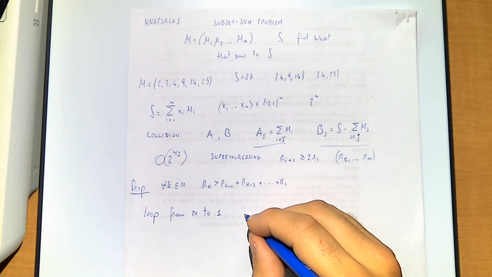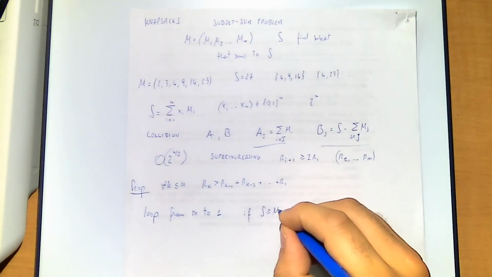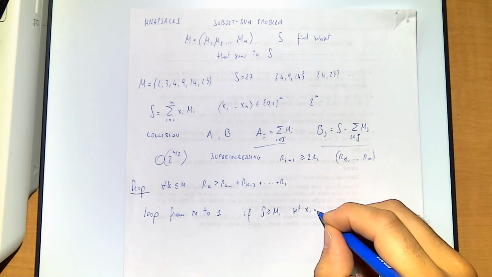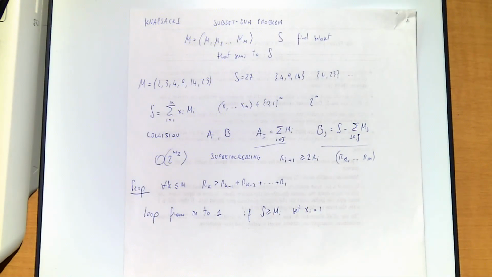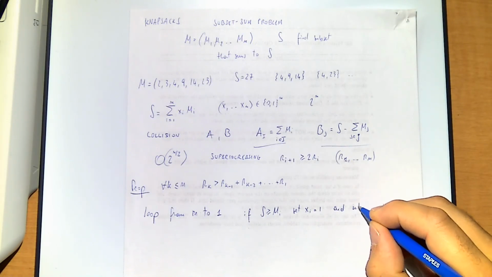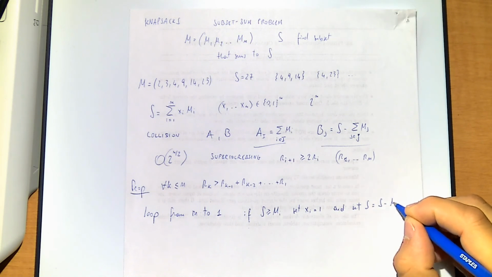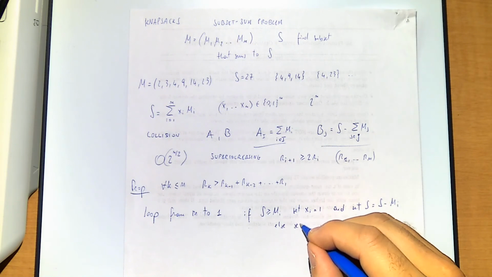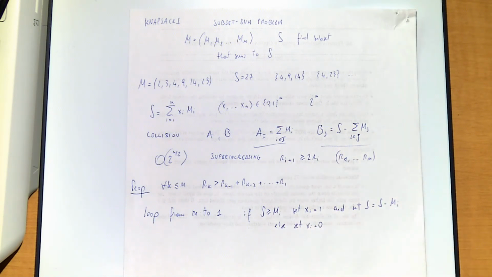Right. So what you can do is, if s is greater than m_i, then I take that, and then subtract. You can say set s equal to s minus m_i, and otherwise set x_i equal to 0. Because I know that if it's bigger, then it must contain all the previous ones. Otherwise, it doesn't. Okay, so this is easy if we have a super increasing sequence.